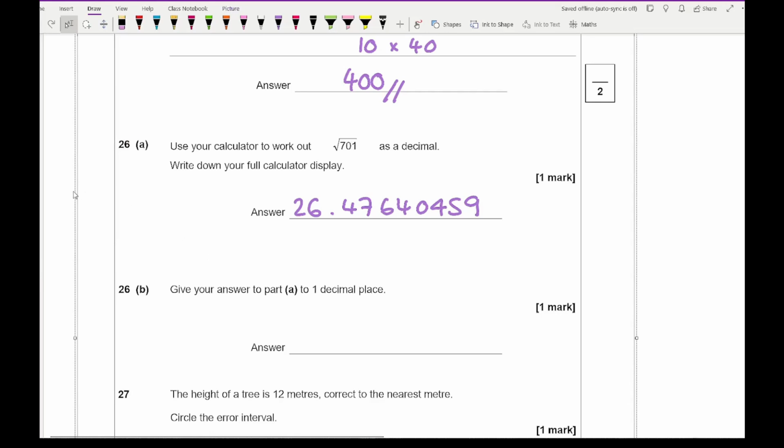Then for question 26b, it says give your answer to part A to 1 decimal place. So again, if I round this number to 1 decimal place, the digit next to the 4 is greater than 4, so I add 1 to the previous number, so it's going to be 26.5.